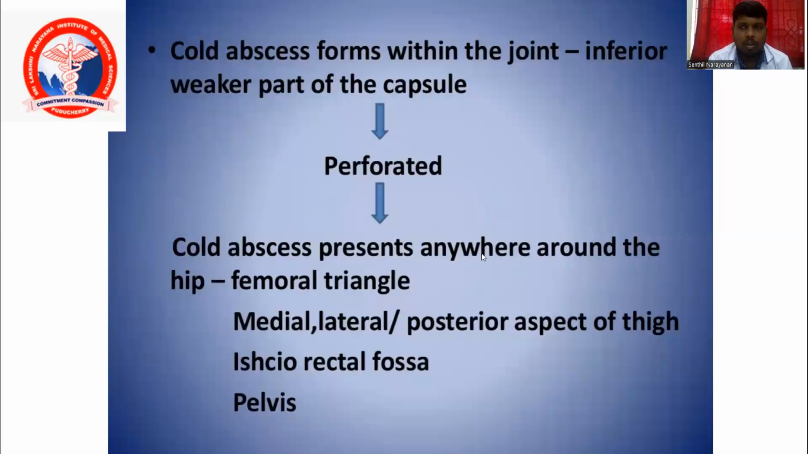In the cervical spine, the cold abscess may drain to the retropharyngeal space, giving a retropharyngeal or prevertebral abscess. In the thoracic spine, the cold abscess may track to the mediastinum, or along the intercostal nerves and present anteriorly or in the axilla. In the lumbar spine, the cold abscess will track along the iliopsoas muscle and give a psoas abscess. In the hip joint, the cold abscess ruptures from the capsule. It forms a tract to the medial, lateral, and posterior aspect of the thigh, and also the ischiorectal fossa and the pelvis.